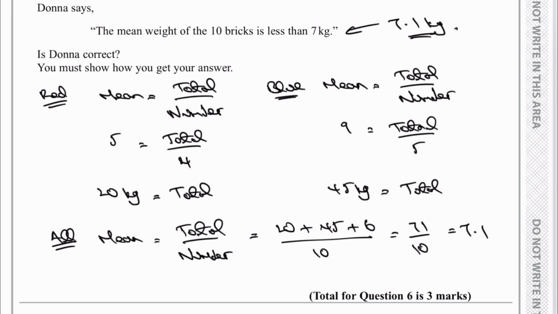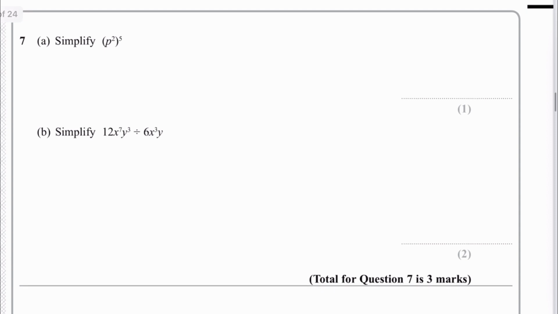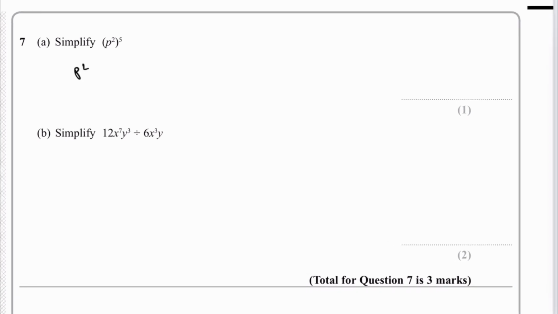Alright, let's move on then to question number 7, which is going to be the next question on this particular video. And we've got p to the power of 2, 5 times. So if you like, and again I wouldn't do this too often, but it's going to be p^2 times p^2 times p^2 times p^2 times p^2. Okay, add up all the indices as you would, and that's going to be p to the power of 10. Or if you know the laws of indices, you just multiply 2 times 5.